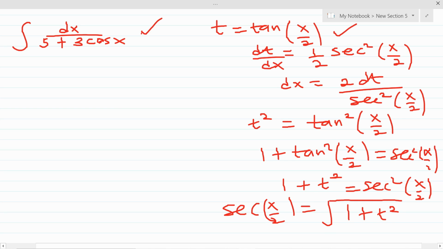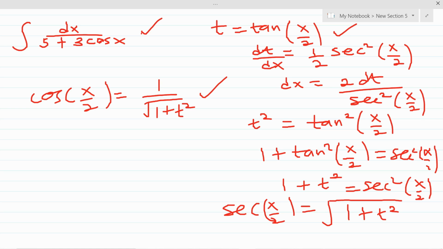Now sec is 1 over cos, so it means that cos of x over 2 will give us 1 over the square root of 1 plus t squared. So let's keep this, it is what we need, and the sec squared of x over 2. Coming to the dx, we replace sec squared of x over 2 by what we've got here: 1 plus t squared equals sec squared of x over 2.